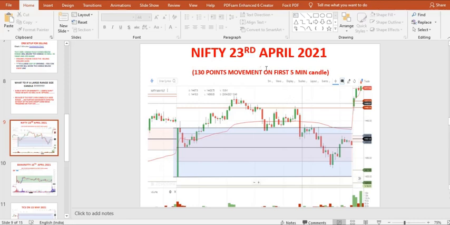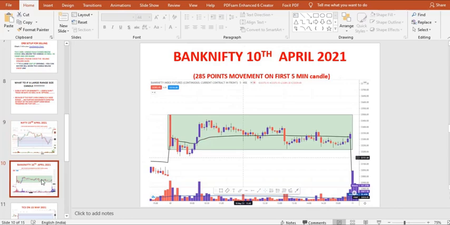This is Nifty on 23rd April 2021. This is the first 5-minute candle. It is a nearby 130 points movement on the first 5-minute candle. When we draw the range and go for the breakout, it will give another 100 points. It was a wild movement on that day.